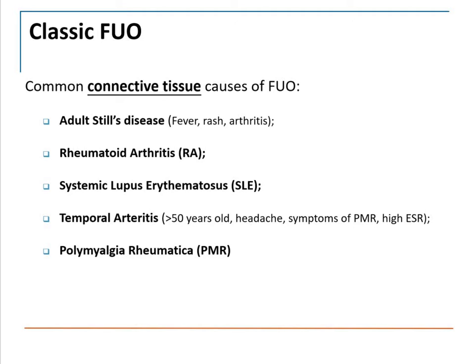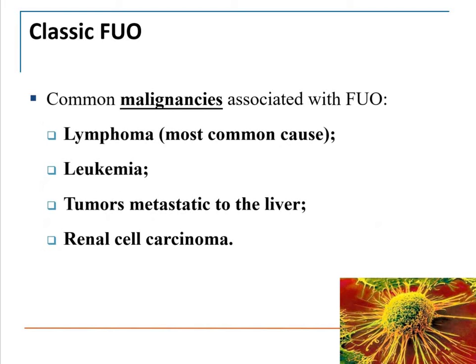So besides rheumatological disorders, of course you should exclude different malignancies. Common malignancies associated with fever of unknown origin are lymphoma and leukemia. I should say that hemoblastosis are the most important cause from all malignancies for patients with classic fever of unknown origin. Also tumors metastatic to the liver and renal cell carcinoma.